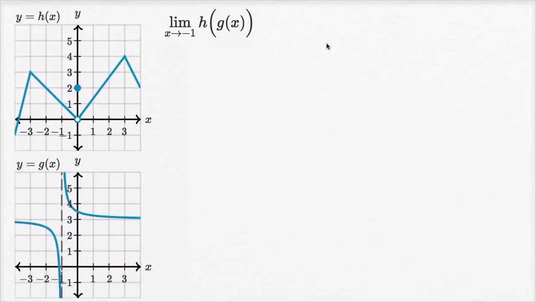All right. So we want to find the limit as x approaches -1 of h of g of x. Well, just like we just did, this is going to be the same thing. This is equal to h of the limit as x approaches -1 of g of x. So let's try to figure out the limit of g of x as x approaches -1. So this is the graph y equals g of x.